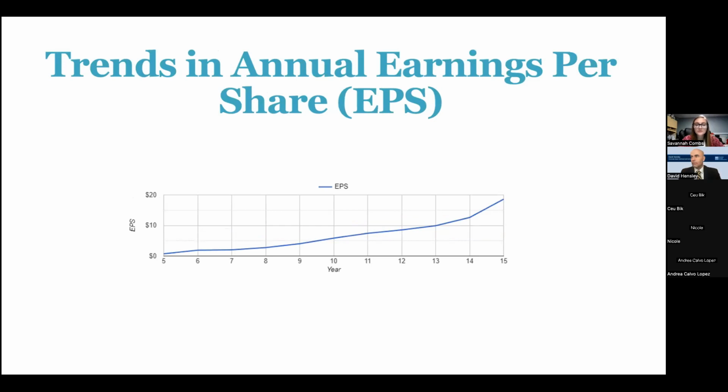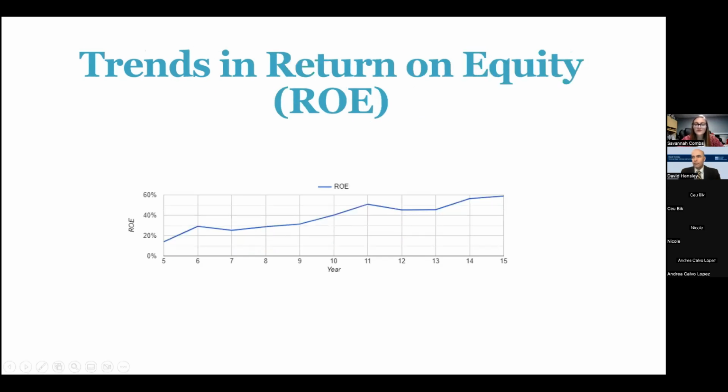Our annual earnings per share has also shown an upward trend. We started on year 5 with 75 cents of a dollar and ended up with $18.60 by year 15. Our earnings per share was well above other groups from our simulation. Next slide, please.